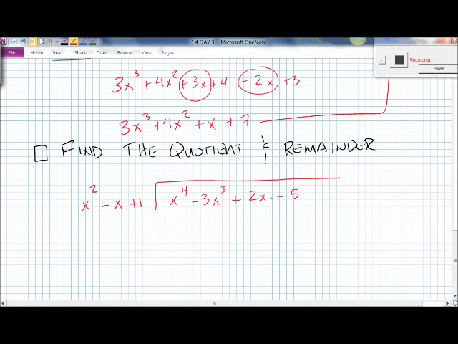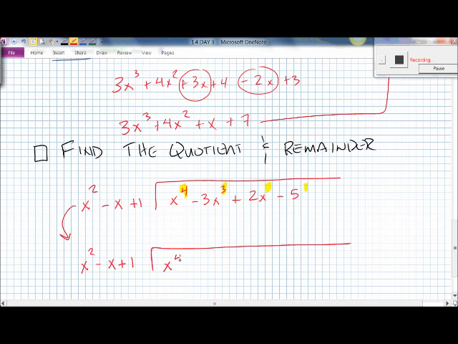Okay, so here we go. Notice the dividend. Take a look at the exponents real quick. What do we have? We have 4. We have 3. We have 1 and then we have 0, correct? Which one are we missing? 2. We're missing 2. If we're missing 2, we need to put a placeholder in before we start this process. So you need to rewrite this as this. X squared minus x plus 1.